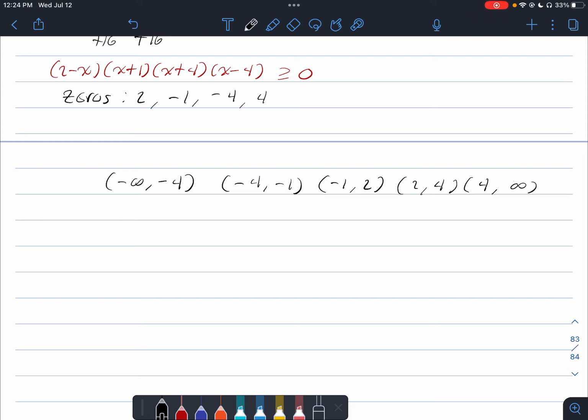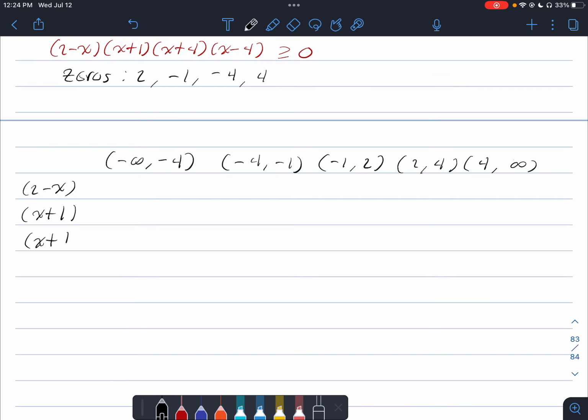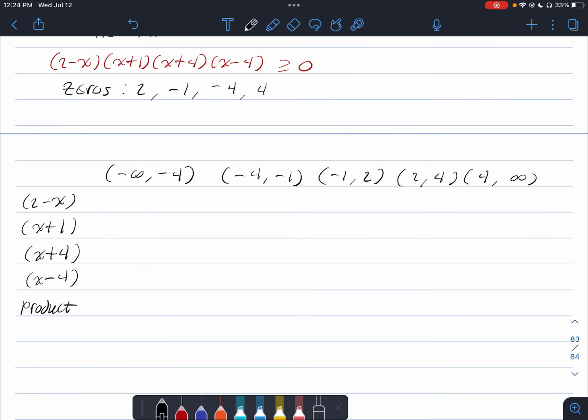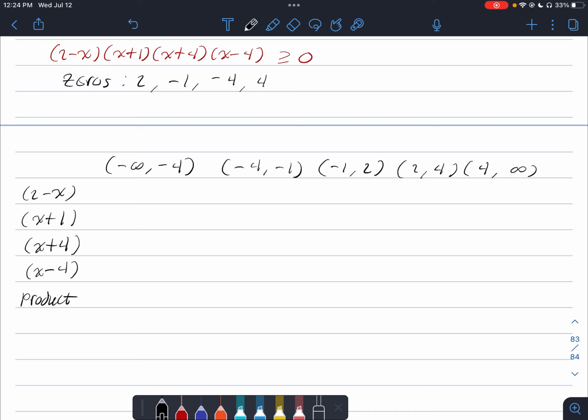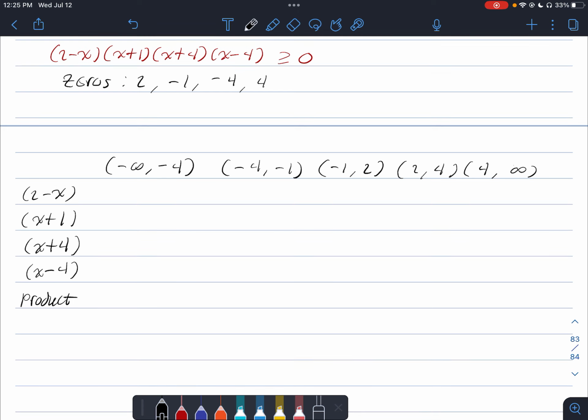So let's write each of our factors here. We have 2 minus x, x plus 1, x plus 4, and x minus 4. And then we have their product here. Again, we're looking for this to be greater than or equal to 0. So let's go ahead and test everything in this interval here. We'll deal with the greater than or equal part of this at the end. So let's not worry about the or equal to part until the very end, and we'll address that in a minute.